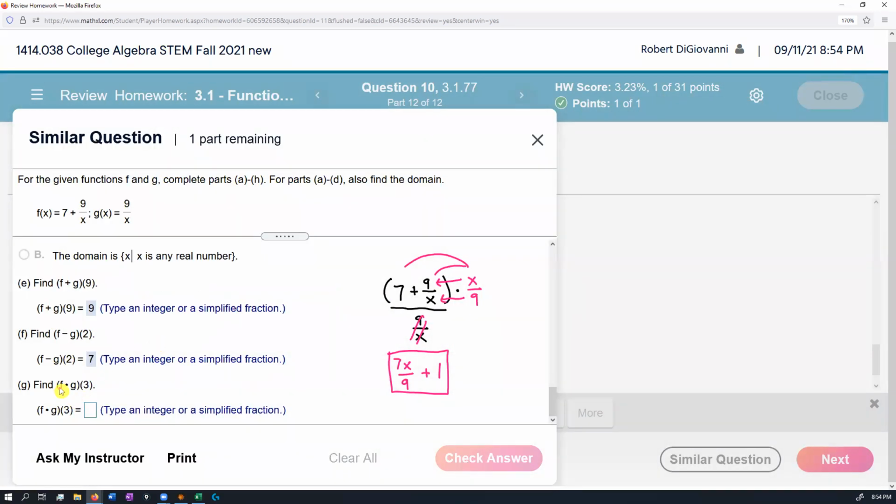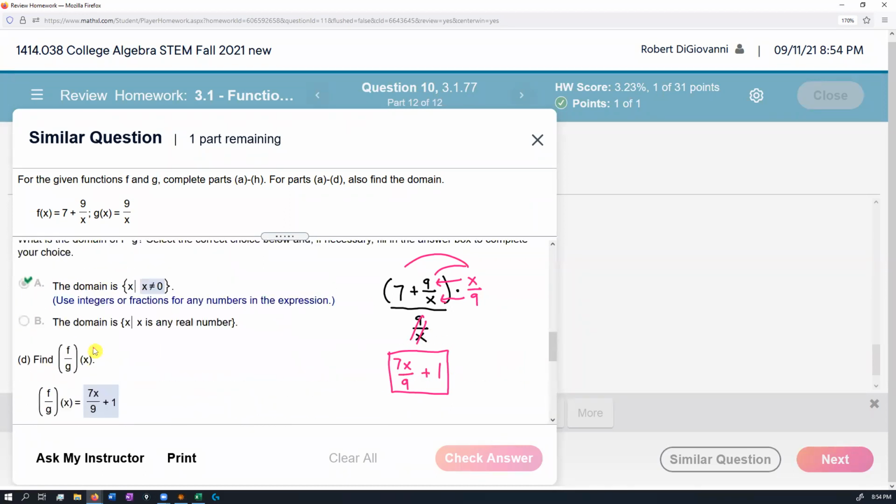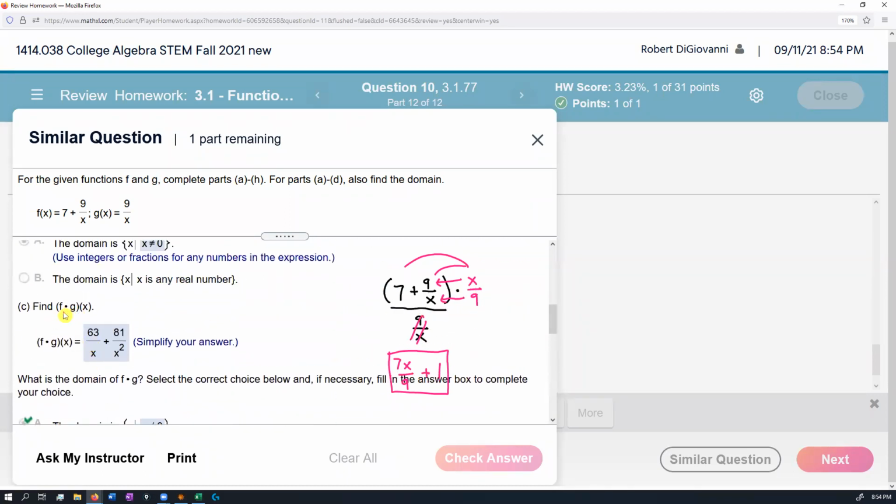Okay, and then what's f times g of 3? So we go back up to our answer for f times g. Here was f times g. We plug 3 into this. So 63, we divide that by 3, and then 3 squared is 9. 63 divided by 3 is 21, plus 81 divided by 9 is 9, so we should get 30 here.